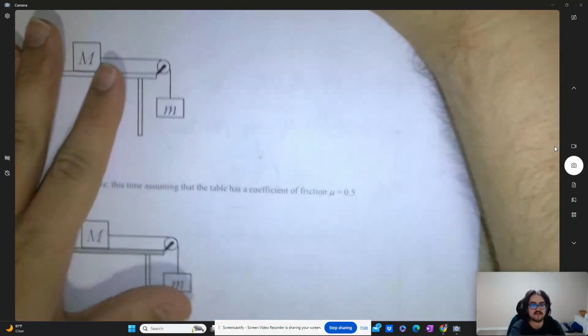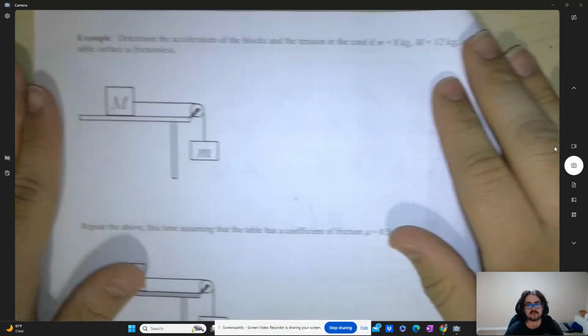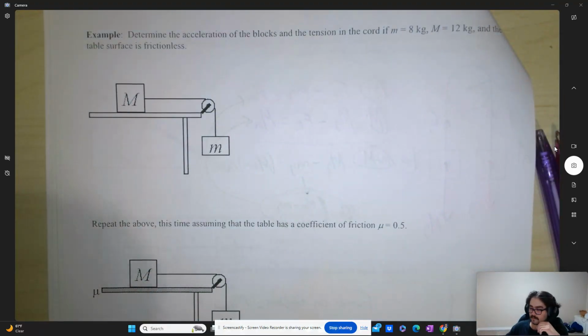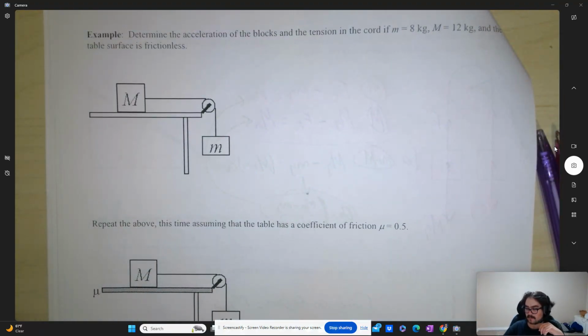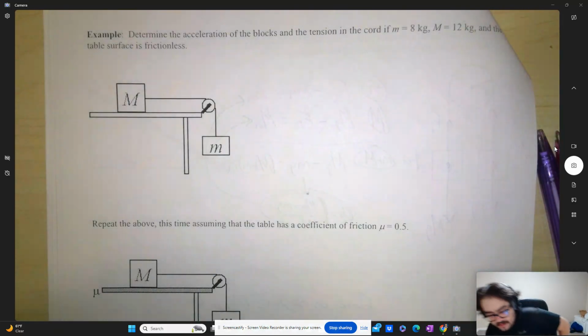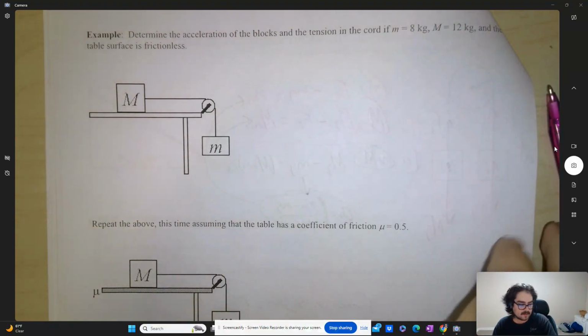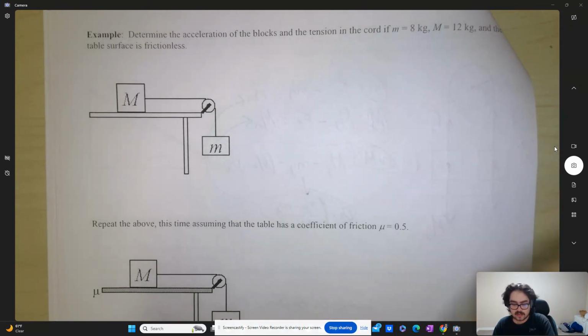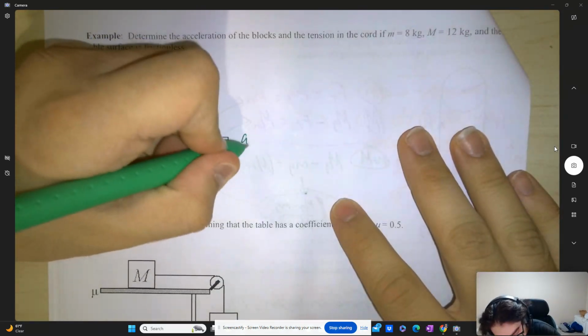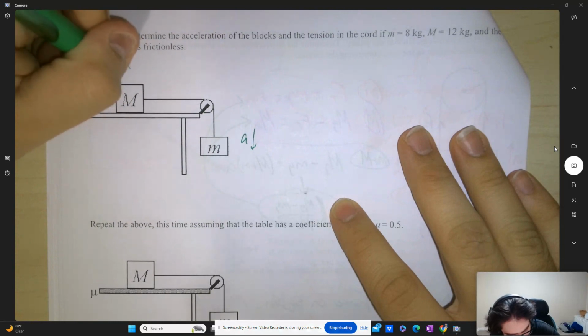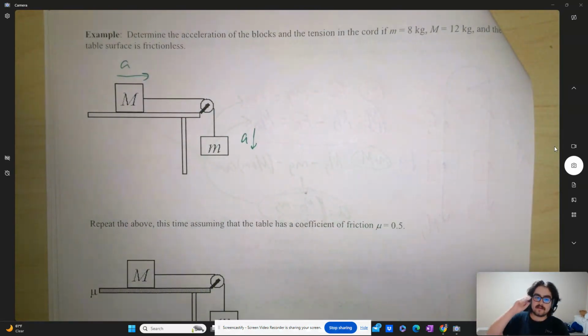Here's a modified Atwood machine where the blocks are horizontal now, which is going to affect some things a little bit. Now the table is frictionless. We're given that the little m is 8 kilograms, the big M is 12 kilograms. If it's frictionless, then we should expect to see acceleration. The hanging mass should accelerate down, that's the only way that makes sense, and this should accelerate to the right.